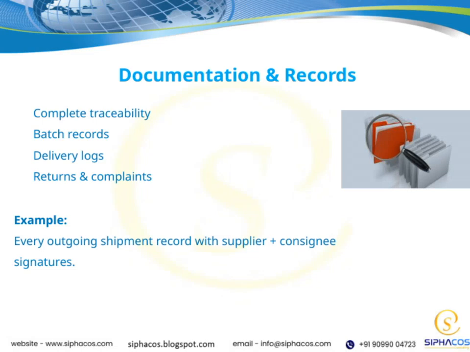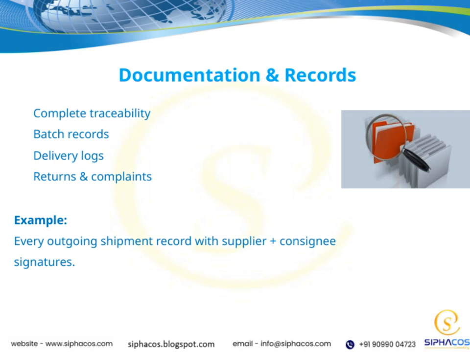Let's talk about documentation and records. These are essential for ensuring complete traceability throughout our processes. For example, batch records help us track every step of production, making sure we can identify issues quickly if they arise. Delivery logs are equally important because they provide a detailed record of each shipment, including dates and responsible personnel. This transparency helps us verify that products reach their destinations safely and on time.